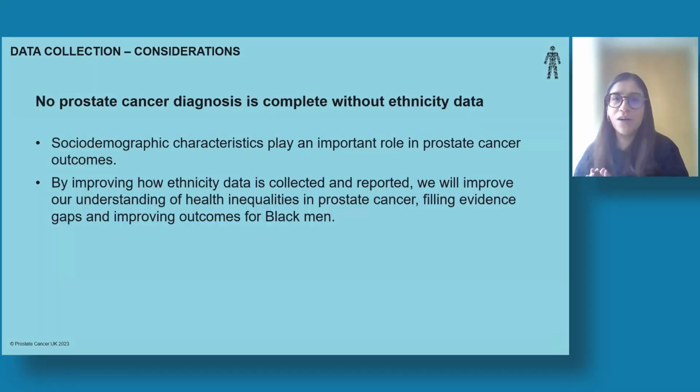And if you have to take one slide with you and remember it forever, this would be the slide for me. No prostate cancer diagnosis is complete without ethnicity data. Black men have twice the risk of being diagnosed and dying as a population from prostate cancer. Socio-demographic characteristics play a really, really important role in prostate cancer outcomes. And by improving how ethnicity data is collected, we will improve our understanding of health inequalities in prostate cancer and also fill evidence gaps that will then improve outcomes for Black men.